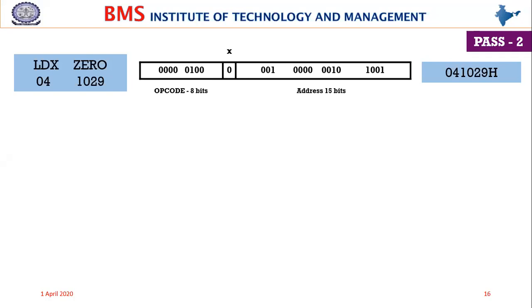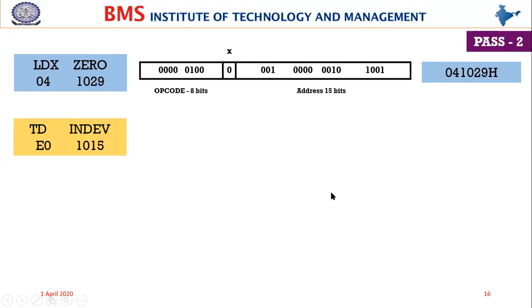So instead of 041029, we would have got 049029. Getting the idea? That's how the assembling will change based on whether it is an indexed mode or a direct mode. Okay, fine. Let's see the other instruction where the indexed mode is also there.